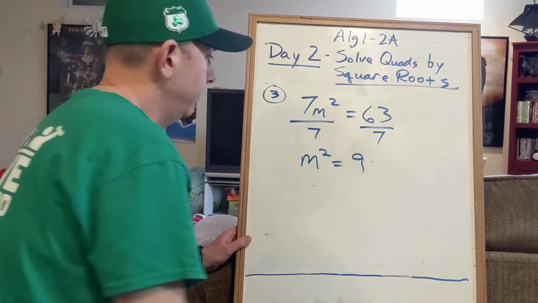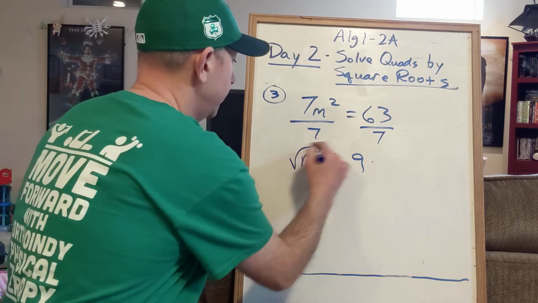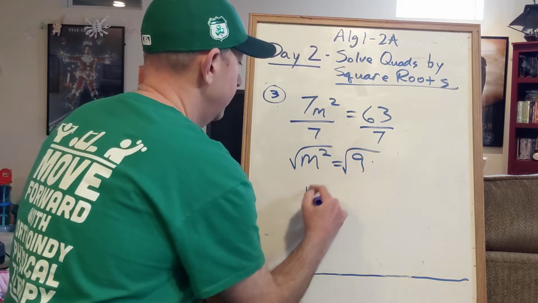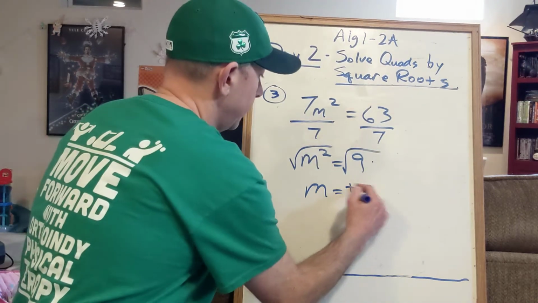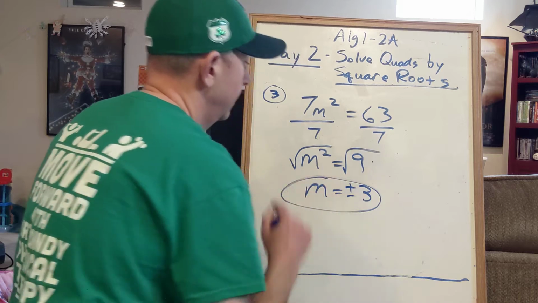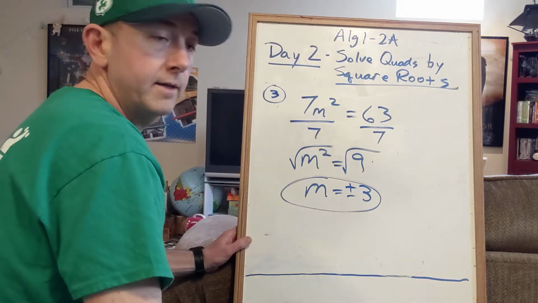And so now that we have this, how do we undo something squared? We take the square root of both sides, and we get m is equal to, not just 3, but plus and minus 3. And that's what we get for that answer.